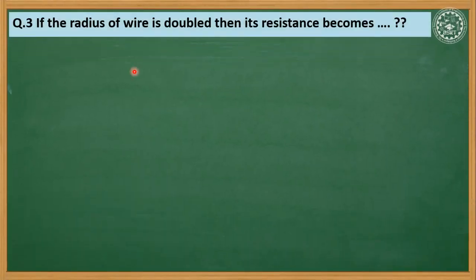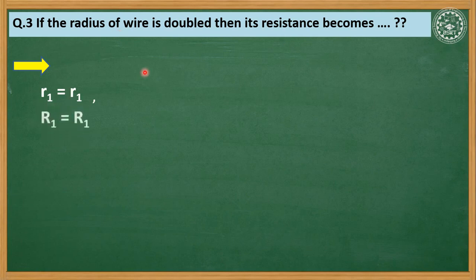See, if the radius of wire is doubled, then its resistance becomes, तुम्हाला दिलेल्या कंडक्टरची किंवा वायरची रेडियस ही डबल केली तर रेजिस्टन्सच्या संदर्भामध्ये काय घडेल असे या ठिकाणी विचारलेलं आहे. आता पहा, radius of the wire is R1 and resistance of a wire is capital R1.